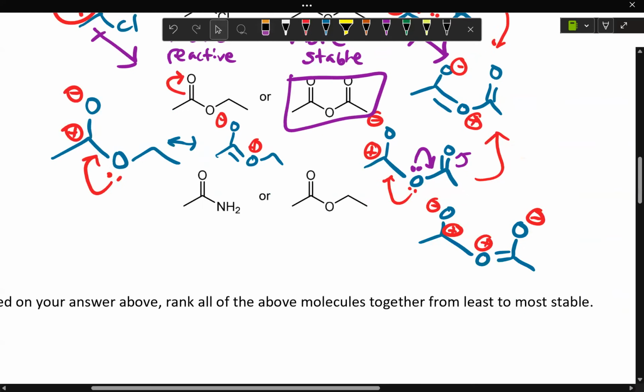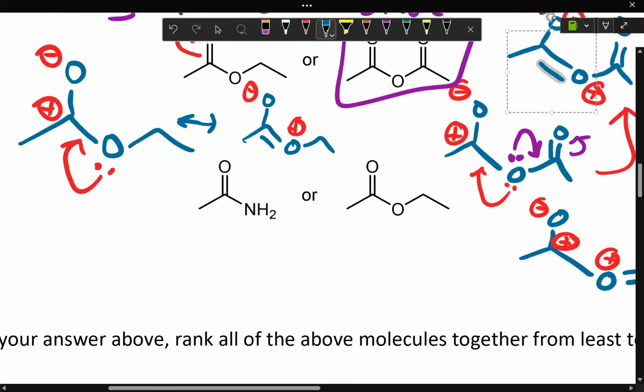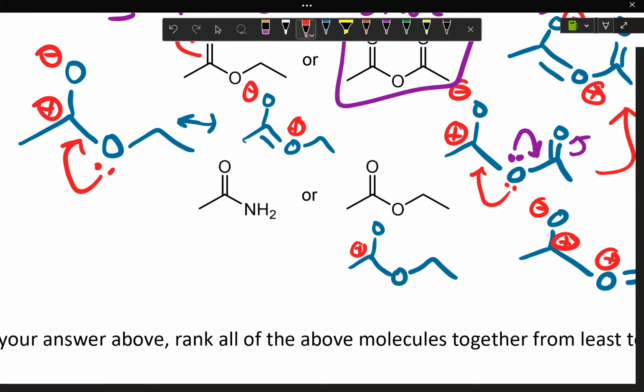All right, next one. We're going to do an ester versus an amide. So draw the zwitterion. I already drew the zwitterion for the ester, but I'll redraw it. And then let's draw this zwitterion.